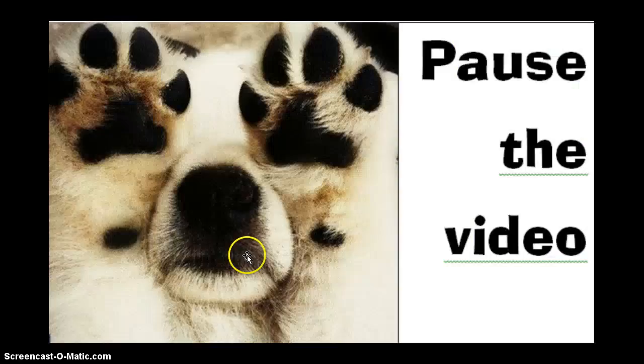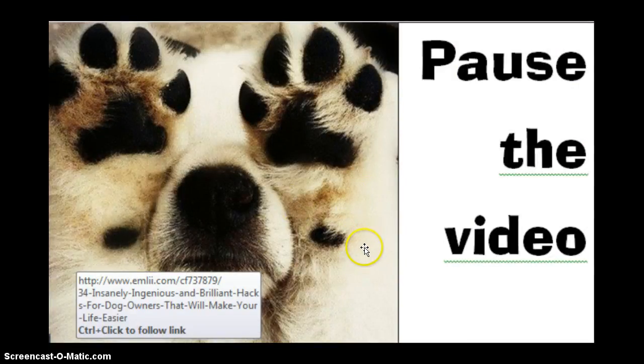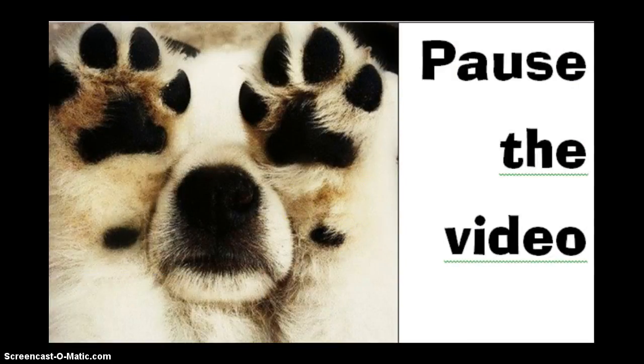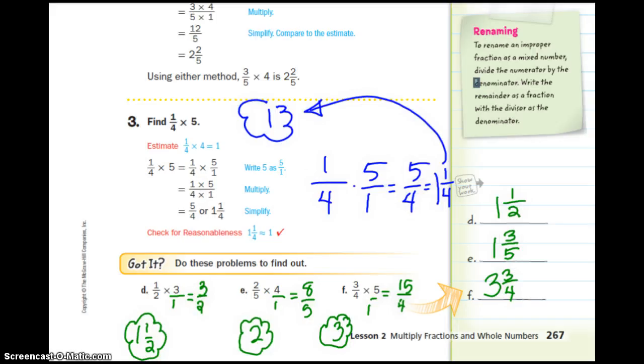Pause the video. Okay, so we're getting improper fractions here that we need to turn into mixed numbers. For number D, we get 3/2, which is 1 1/2. E is 8/5, which is 1 3/5, and F is 15/4, which is 3 3/4. And again, I put my estimates down just to make sure that my answers are logical. In each case, my answers are close to my estimates. This is good. Turn the page.